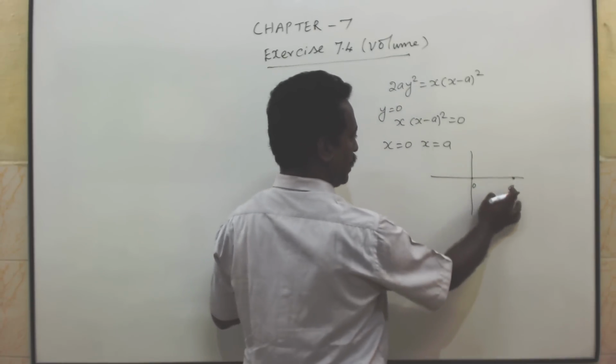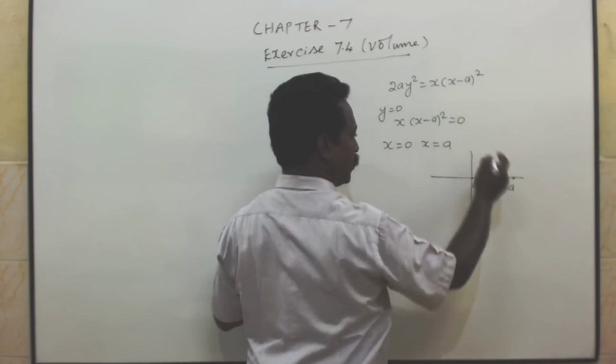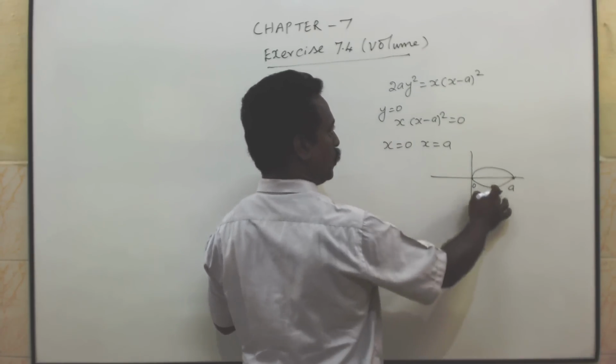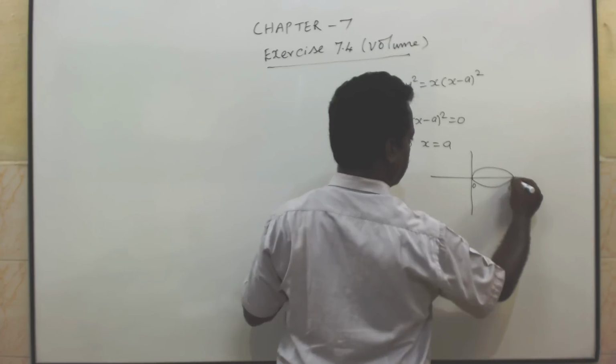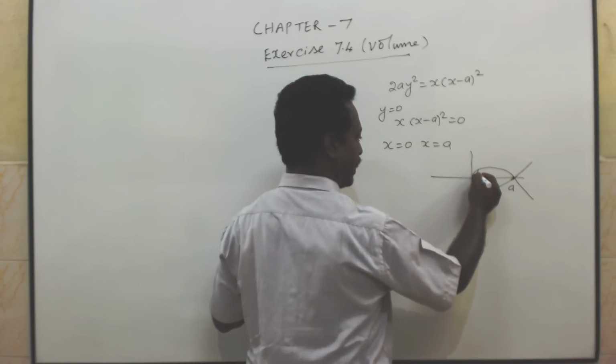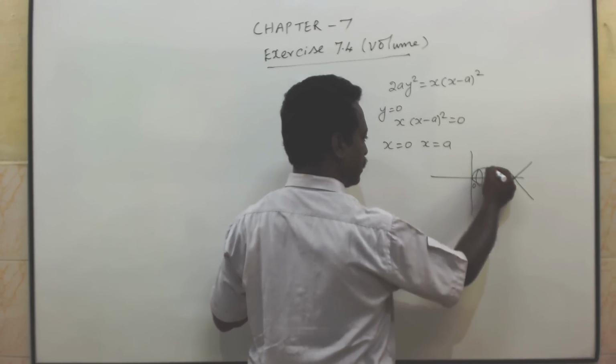In between 0 to a, substitute any value, it is positive. There is a loop between 0 and a. When we put 2a, it is positive, that's why there is an extension on this side. Revolves about which axis? X axis.